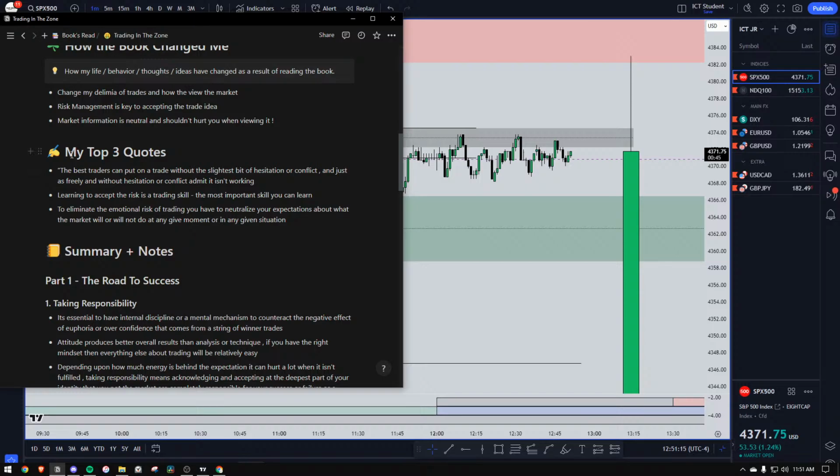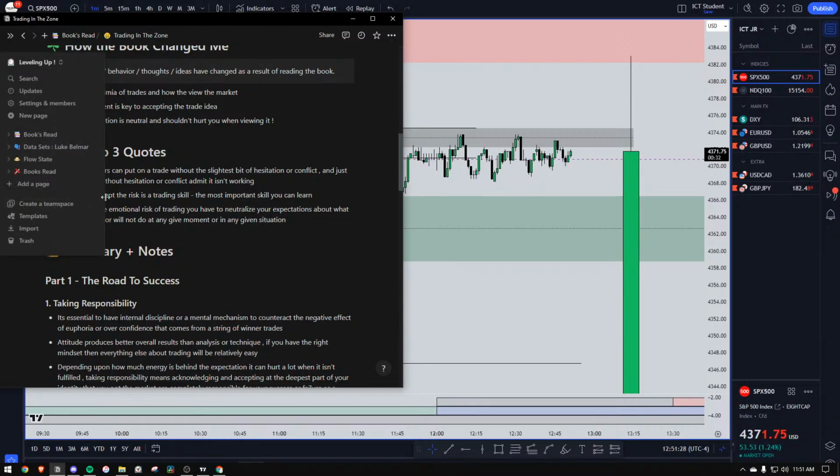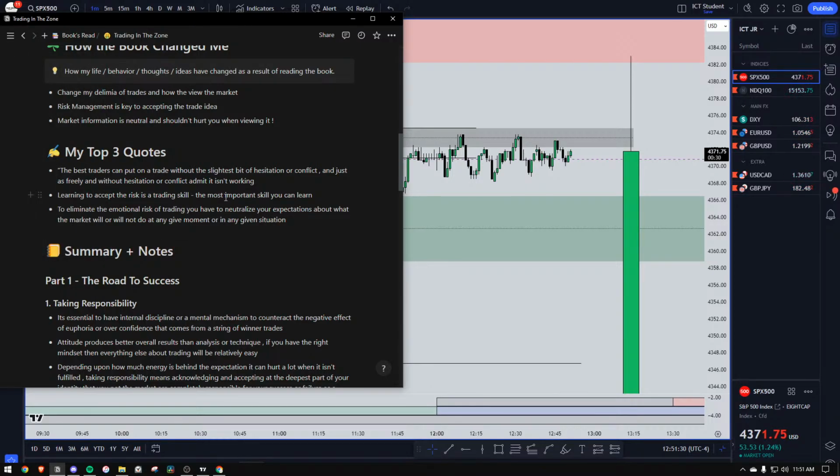And then my top three quotes. The best traders can put on a trade without the slightest bit of hesitation or conflict, and just as freely and without hesitation or conflict admit it isn't working. Very, very key. Learning to accept the risk is a trading skill, the most important skill you can learn. Very key again: to eliminate the emotional risk of trading, you have to neutralize your expectations about what the market will or will not do at any given moment, in any given situation.